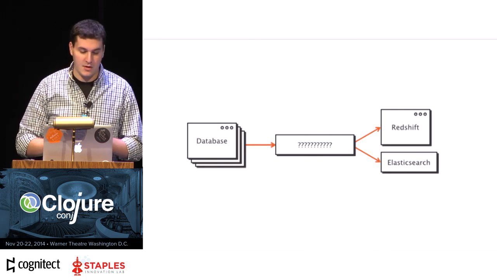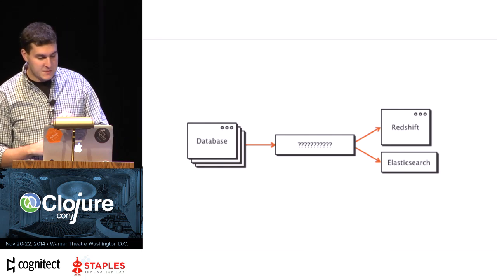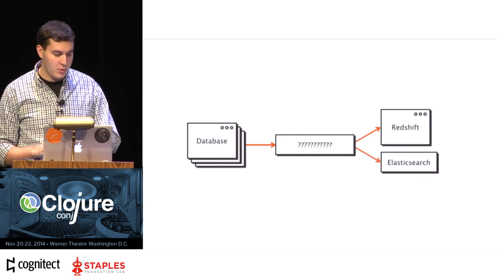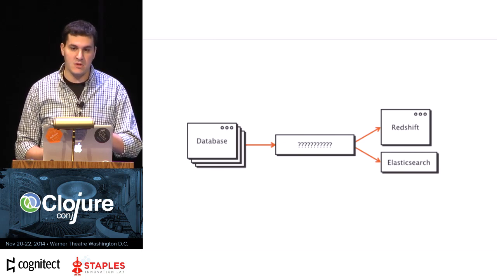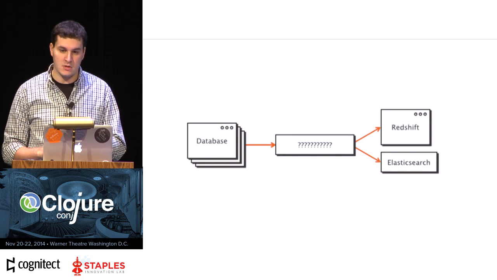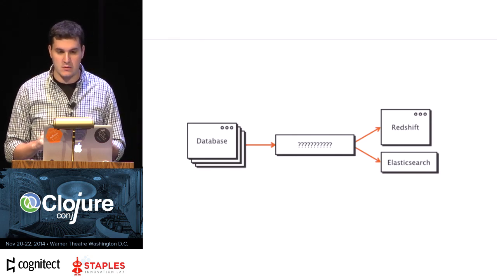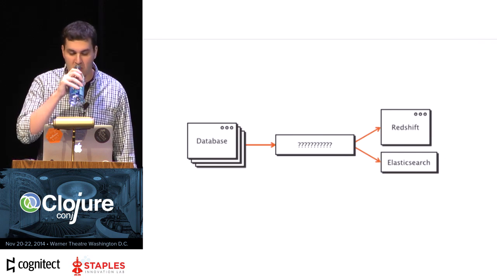So as we were talking about this, we were sitting down and somebody said, wouldn't it be awesome if we could just tap into Postgres's changelog that it uses for replication and then use that data to go into any one of our external systems?